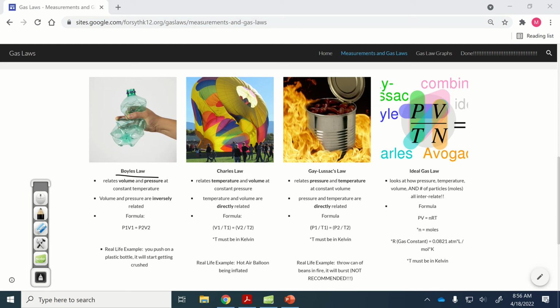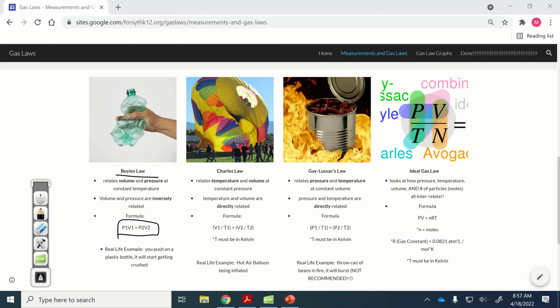So if I increase pressure, I will decrease the space for those gases to move around. When I release that pressure, you sometimes see the bottle expand back out, because when there's less pressure on it, it's able to increase the volume and space that it has. So volume and pressure are inversely related.